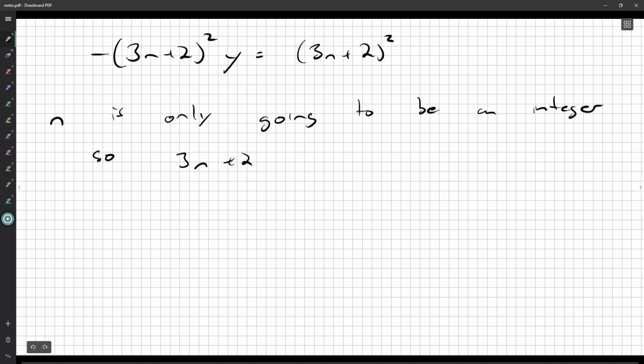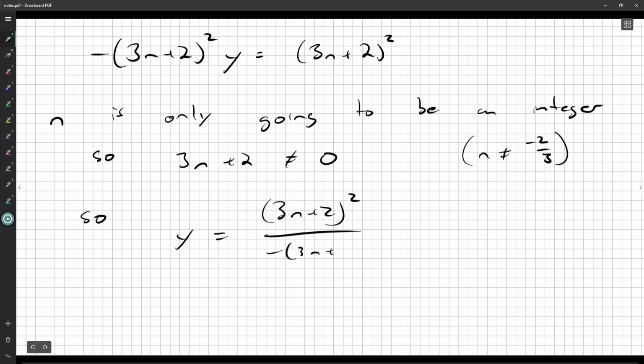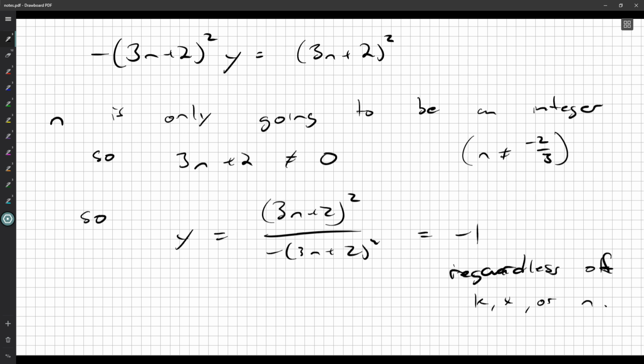So 3n plus 2 is never 0 because n isn't minus 2/3. That's the only way to make that 0. So we can see y is going to be 3n plus 2 squared divided by negative 3n plus 2 squared. So y must be negative 1, regardless of k, x, or n. Y is always going to be negative 1 unless n were negative 2/3, and that's not something we're considering.